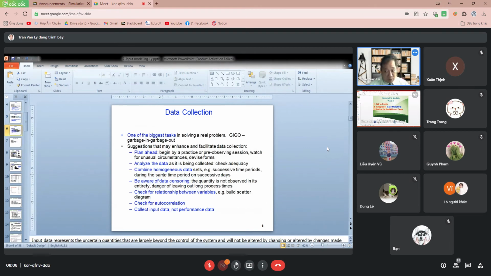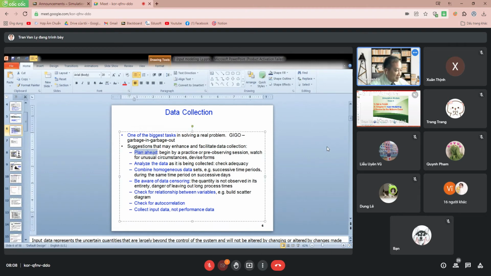Now, the role of input is very important. You need to plan ahead. What should we do? We correct and adjust the methods of collection. After that, you analyze the data to see the trends, whether it is accurate or not, adequate or not, and many other steps. Beware of data censoring.